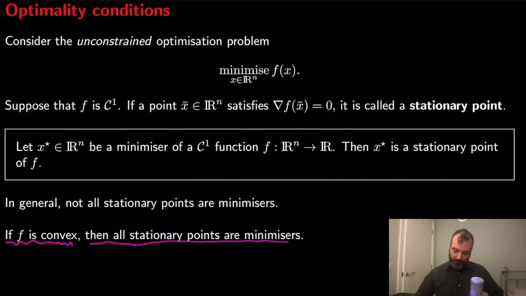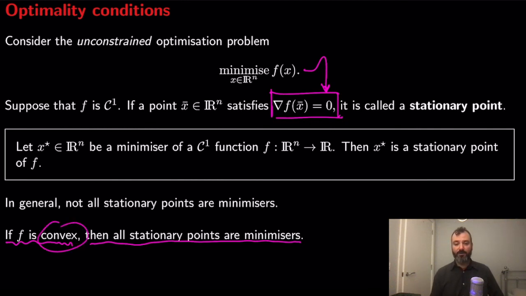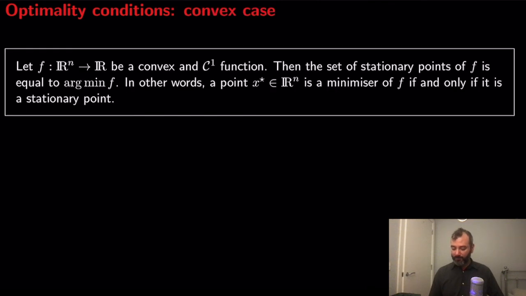You know what this means? It means that it now suffices to solve this equation. If you want to solve the problem minimize f of x, it suffices that you determine a stationary point. If f is convex, then all stationary points are minimizers. This is super convenient and super useful. Of course, it holds if your function is convex. If it is not convex, unfortunately, it's not true.